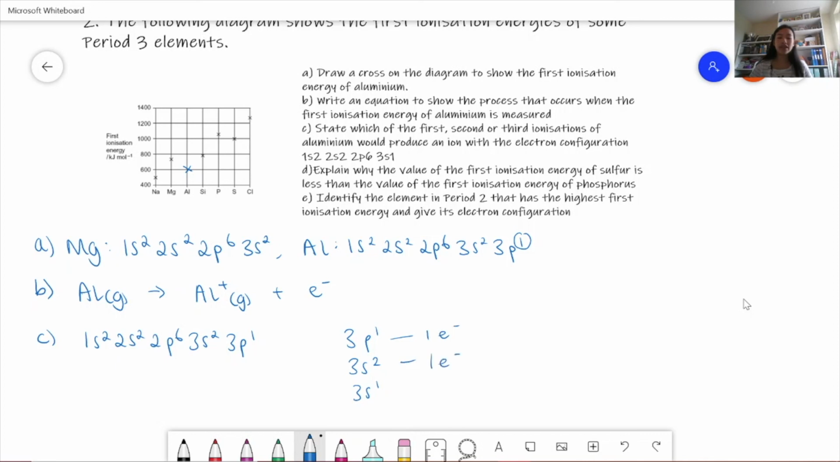And so that means that we've lost 1 electron here and 1 electron here. And so we must have the second ionisation energy, because the first ionisation energy we would have lost the 3p1, and then the second ionisation energy we would have lost the second electron in the 3s, so this 3s2 electron. And so then that would leave us with the 3s1. And so the answer is second ionisation energy, or second ionisation.